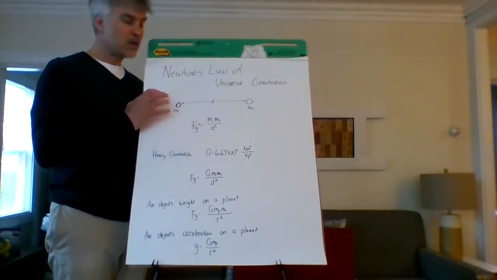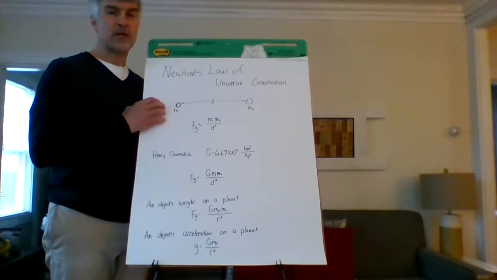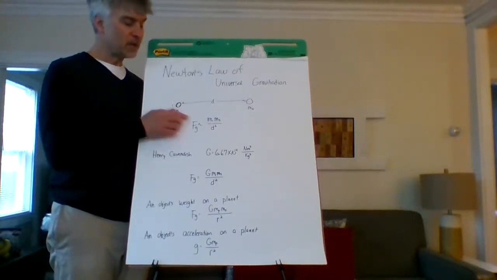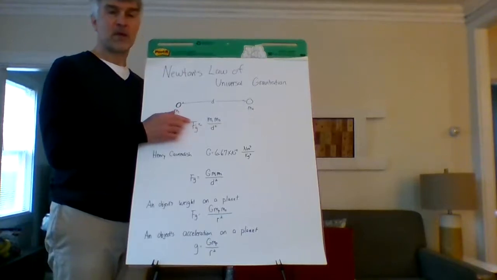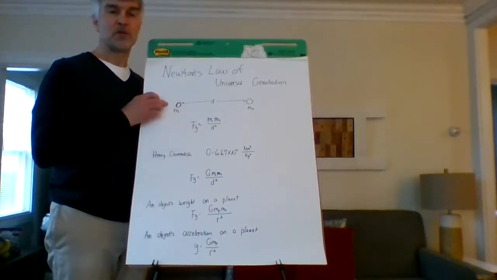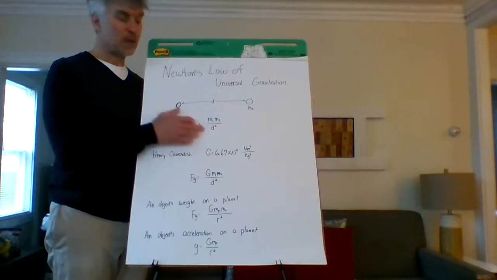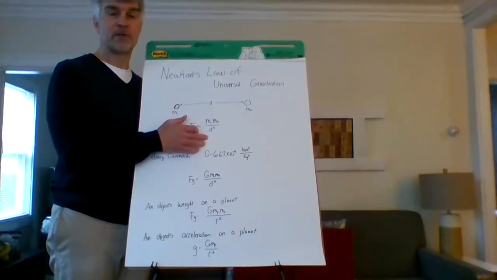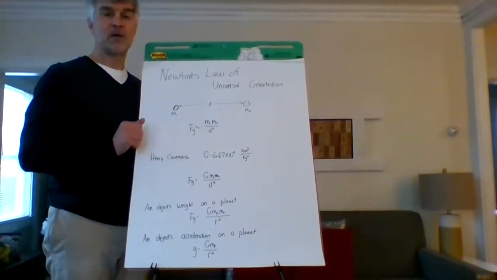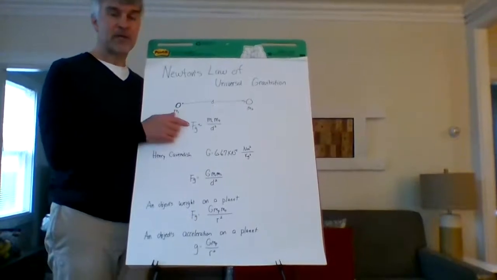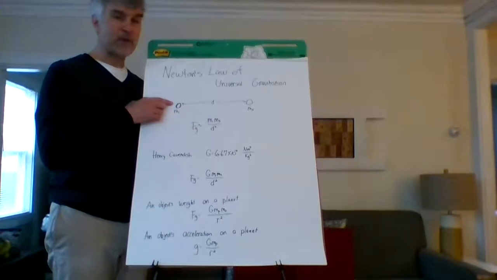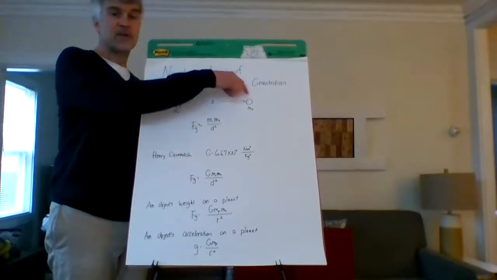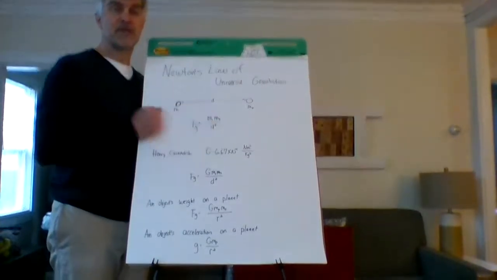Now, Newton couldn't calculate the actual size of the gravitational force, but he did come up with this idea that the gravitational force is proportional to the product of the masses and divided by the square of their distances. Now, it's important to note here that this gravitational force would be calculated exactly the same way for M1 as it is for M2. They exert the same size force on each other.